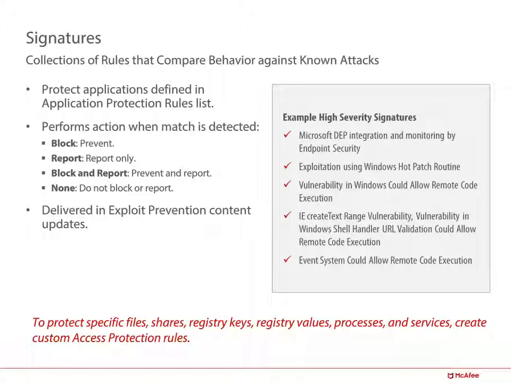Now, if you want to protect specific files, shares, registry keys, registry values, processes, and services, you need to create custom access protection rules. This is what we used to do in Host Intrusion Prevention, where you would create custom IPS rules. You cannot create custom signatures in the signature section of this policy or product. If you want to create those same custom signatures, they are now called access protection rules.